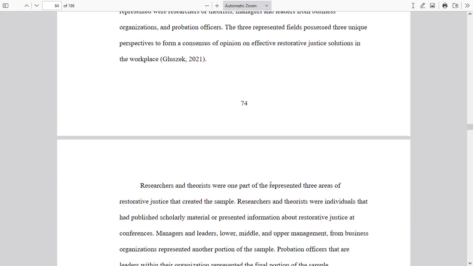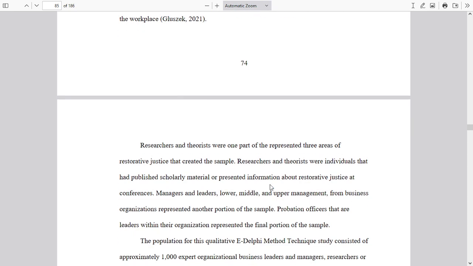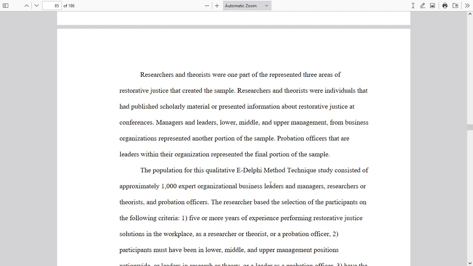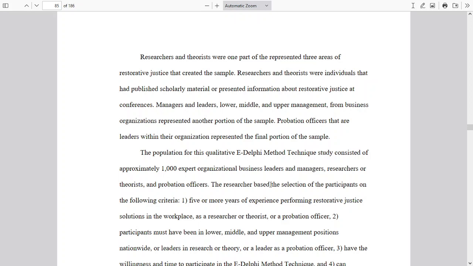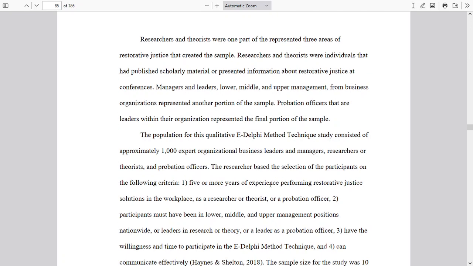Okay, and then I talk about the researchers and theorists, managers and leaders, and probation officers again. So the population is around 1,000 expert organizational business leaders and managers. Okay, so these are the qualifications.